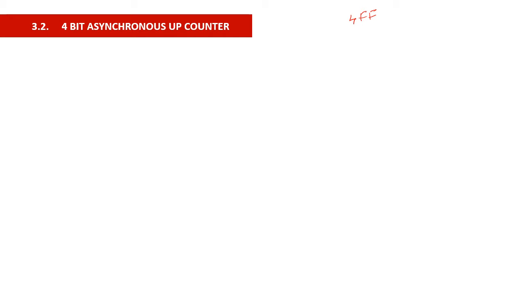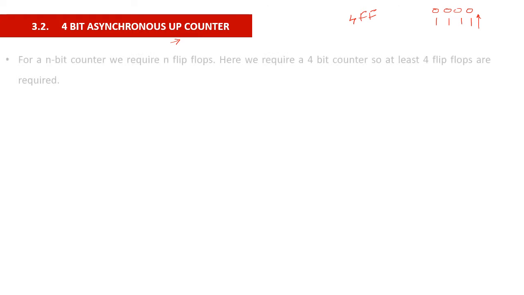In the title, you can see that it is mentioned as an up counter. Up counting means it is counting from 0, 0, 0, 0 to 1, 1, 1, 1, that is, the counting is in ascending order. Similarly, you can obtain the down counter, which counts from 1, 1, 1, 1 to 0, 0, 0, 0 in descending order.